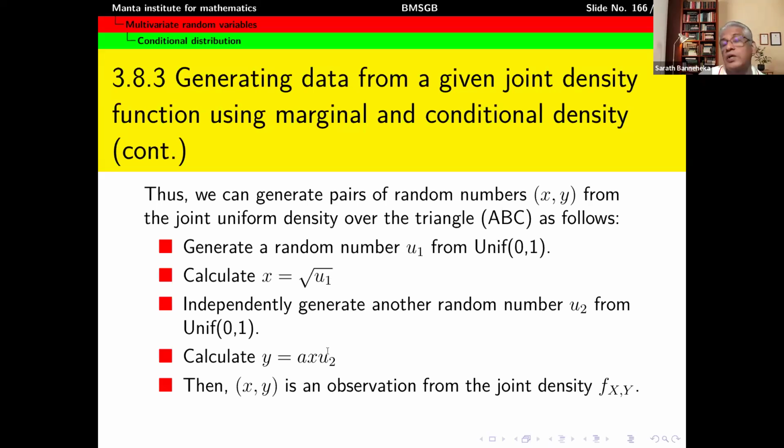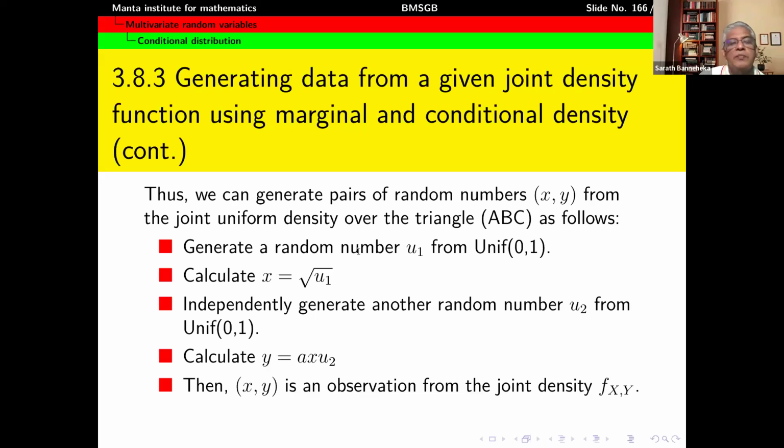No, actually, yeah, marginal density function. And if you now consider the pair xy, it can be considered as an observation coming from the joint density that we want, right? So that way I have to do this 10,000 times if I want 10,000 pairs of observations coming from the given joint density. So the procedure to generate 10,000 random numbers will be like this.